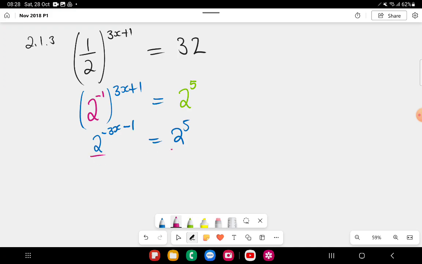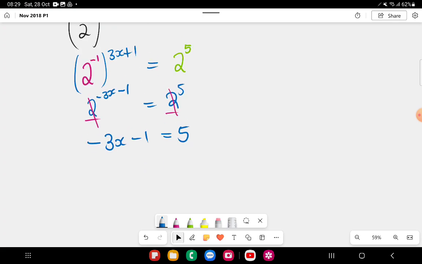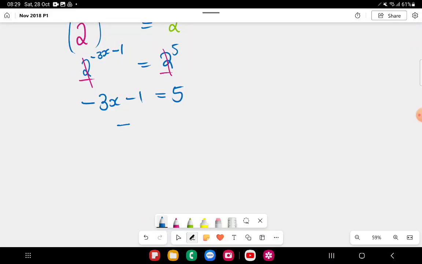Now I'm going to take my exponents. Because my bases are the same, they fall away. So that and that is going to fall away. It doesn't cancel out, I just eliminate it. And I'm going to say minus 3x minus 1 is equal to 5. So now I'm going to take the 1 over, and I'm going to say minus 3x is equal to 6. Now I'm going to divide both sides by minus 3. So this means that x is equal to negative 2. And that is my final answer.